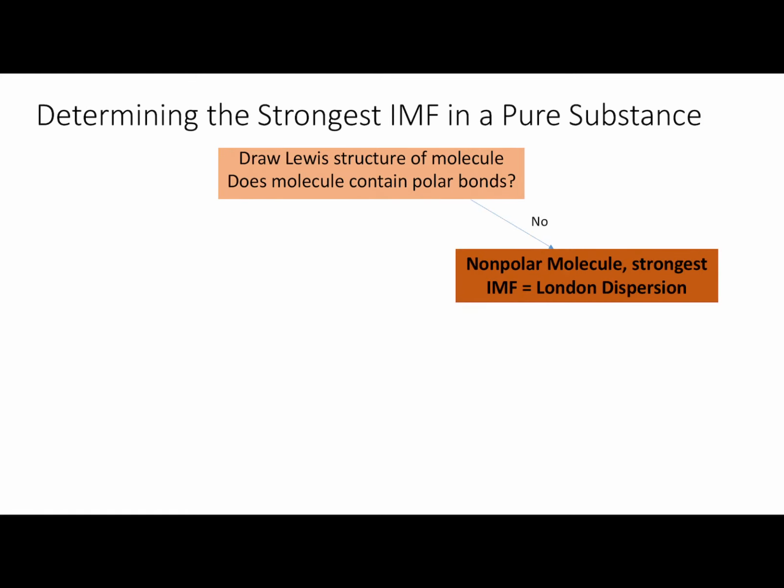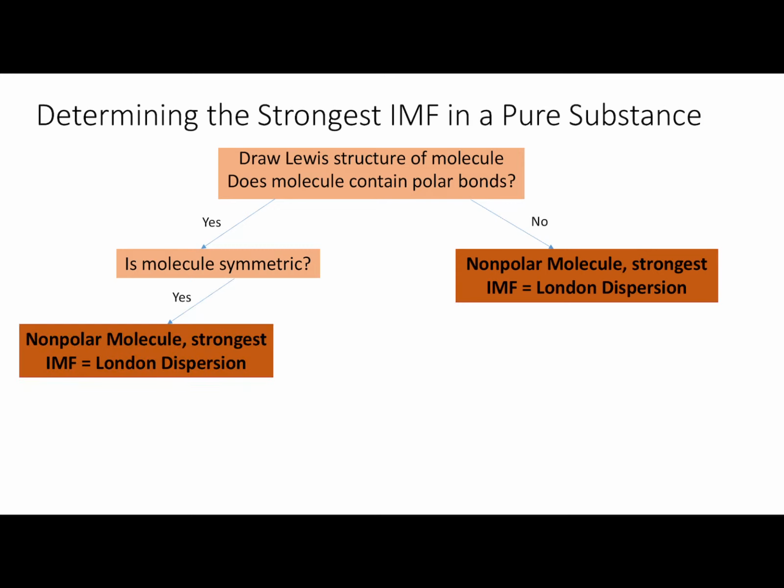However, if the answer is yes, the process is slightly more complicated. We now have to answer a second question, which is: is the molecule symmetric? In order to answer that question, we not only need the correct Lewis structure, but we need that structure drawn in its proper shape so that we can identify whether or not the molecule is symmetric.